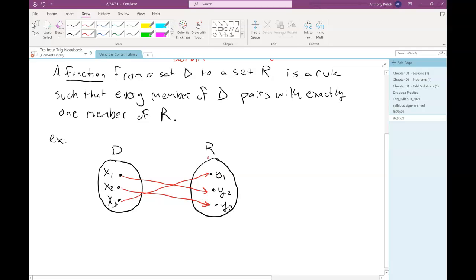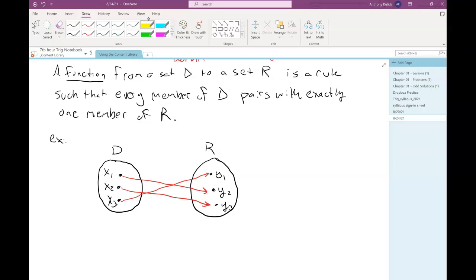So we're going to take a look at our definition. If I can get my stylus to work again. There we go.